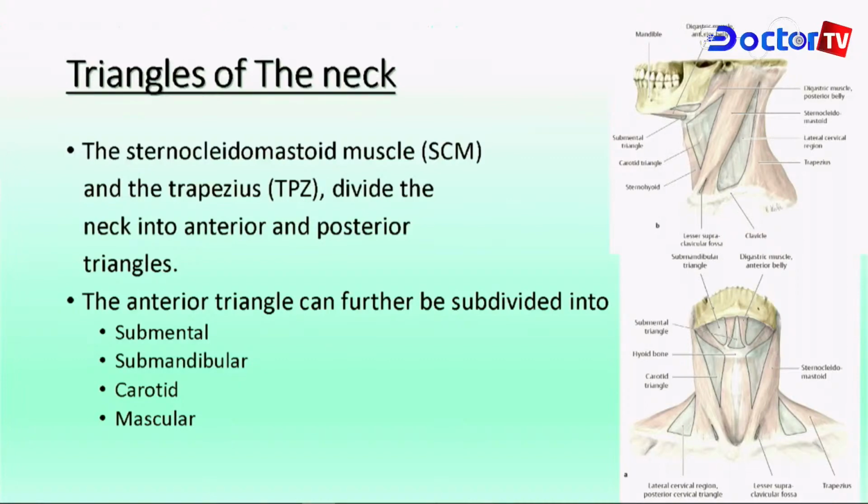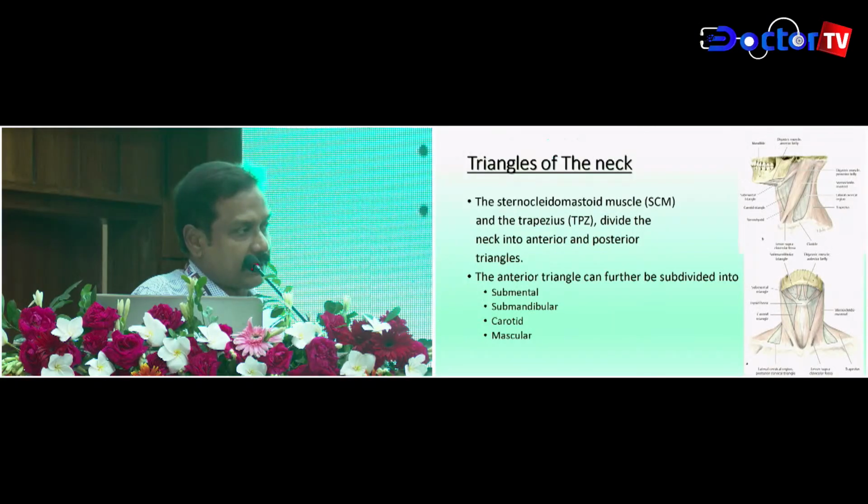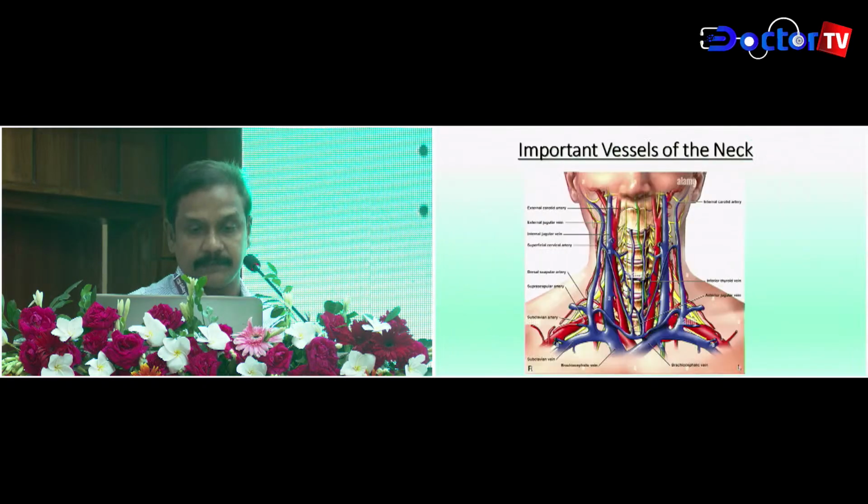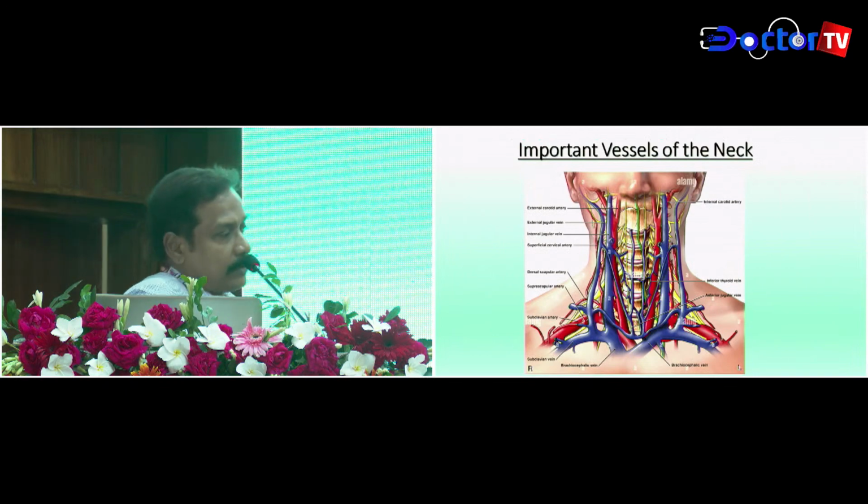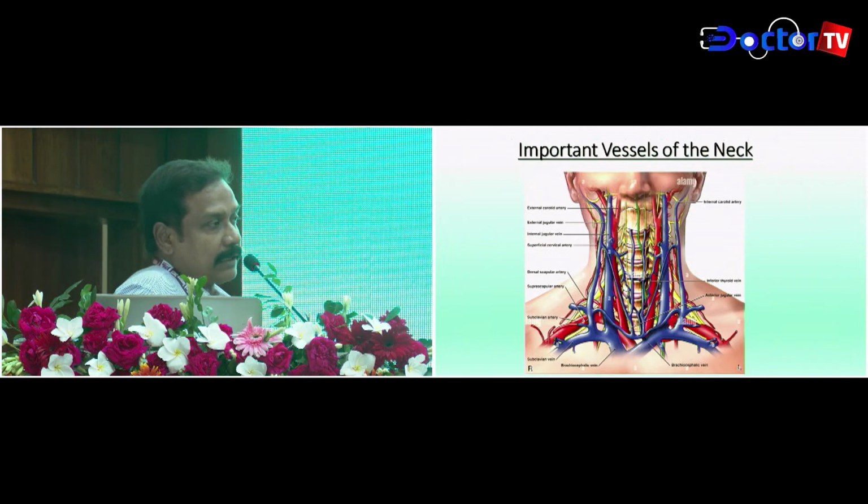I think that everybody is oriented about the triangles. Sternocleidomastoid and trapezius divide the neck into anterior and posterior triangles, and the anterior triangle can be further subdivided into submental, submandibular, carotid, and muscular triangles. Now I want to tell you about the vascular arrangement of the neck.